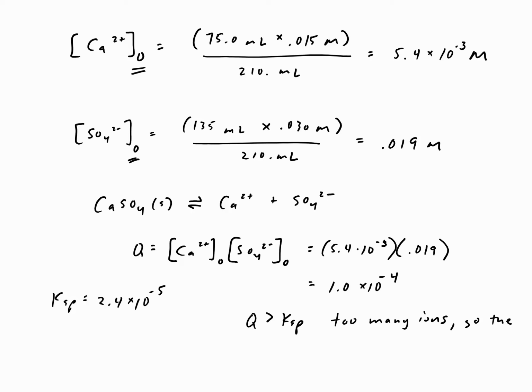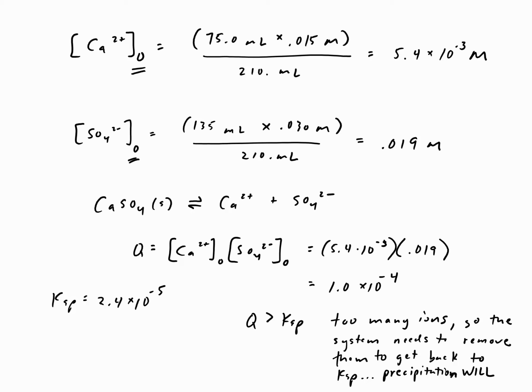So the system needs to remove them to get back to KSP. So precipitation will occur. Okay, so let's go to a slight variation of this problem.